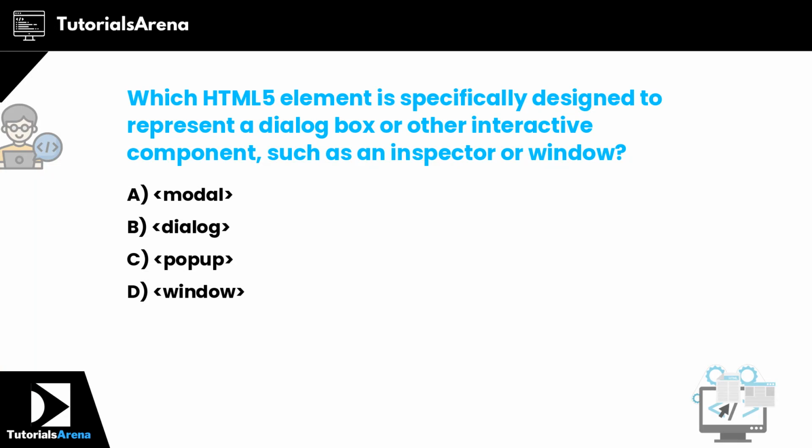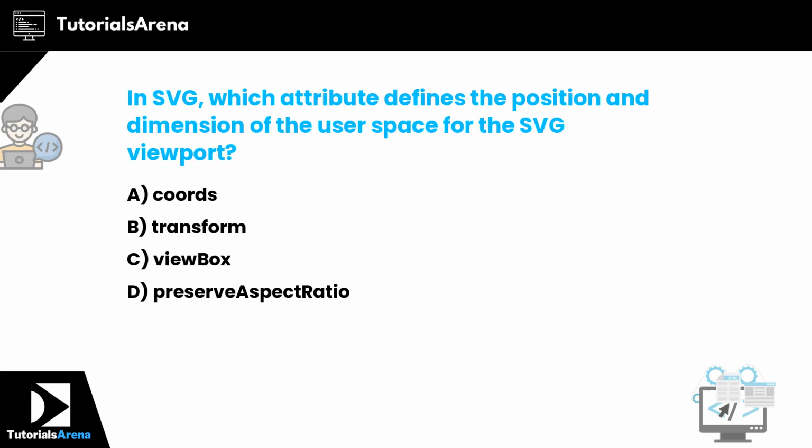Which HTML5 element is specifically designed to represent a dialog box or other interactive component, such as an inspector or window? The correct answer is option B, dialog. In SVG, which attribute defines the position and dimension of the user space for the SVG viewport? The correct answer is option C, viewBox.